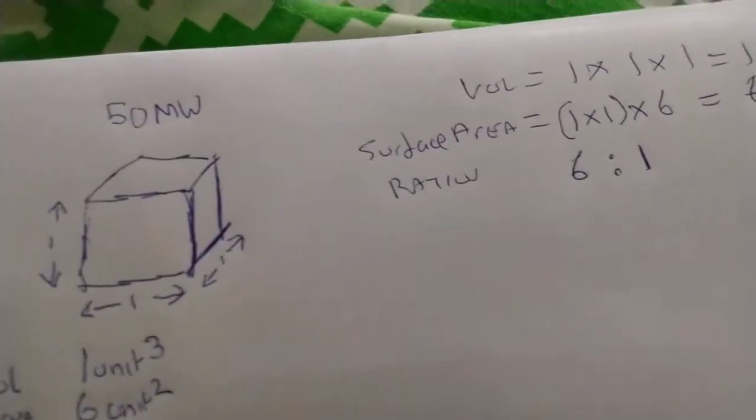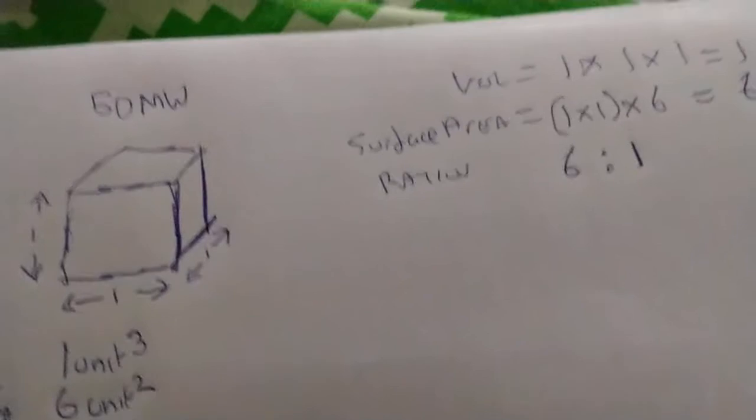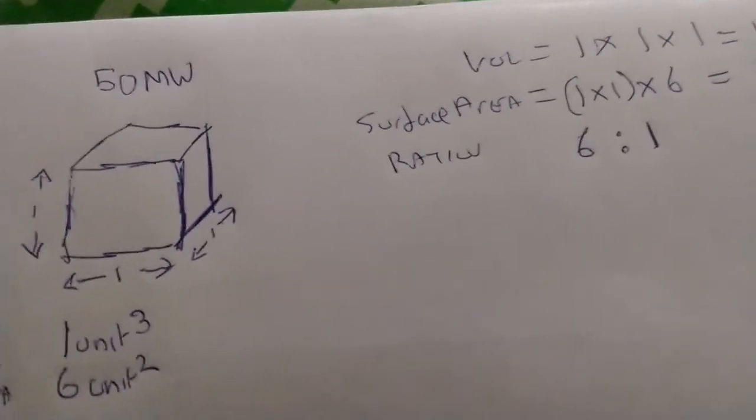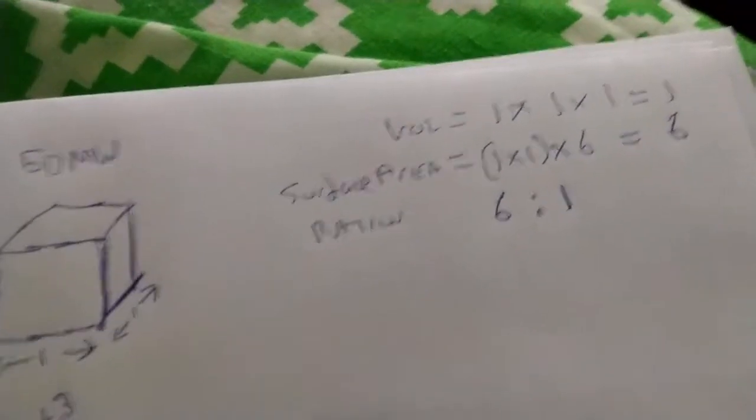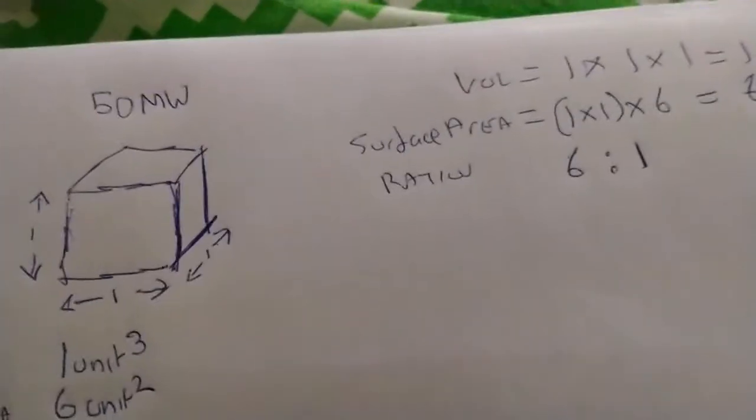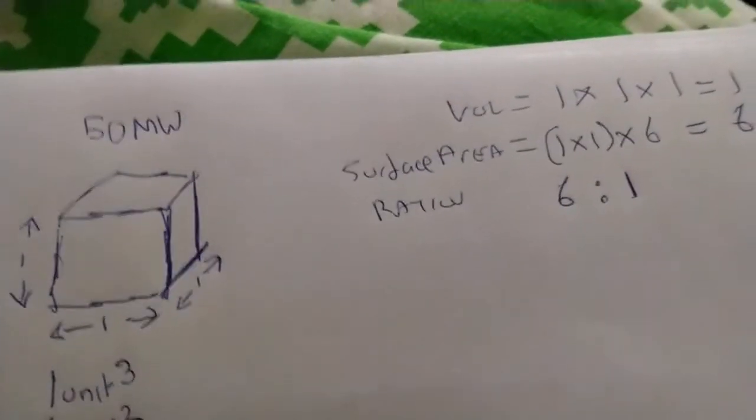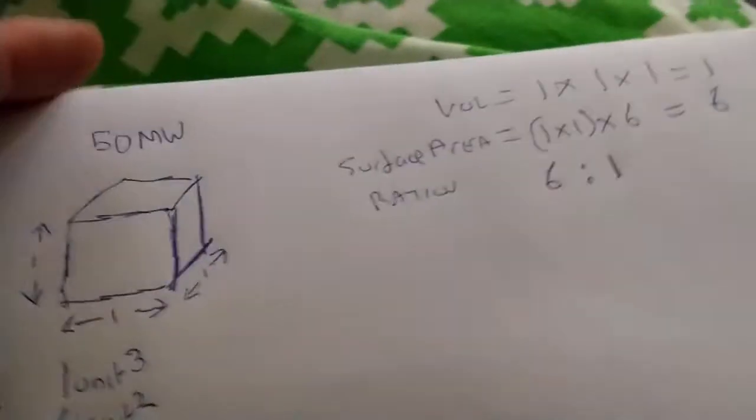So if this thing gets hot or breaks down, right, it has 6 units of surface area to radiate the heat away before the box that it's in melts. Yeah, so if the thing gets out of control. Now let's have a look.